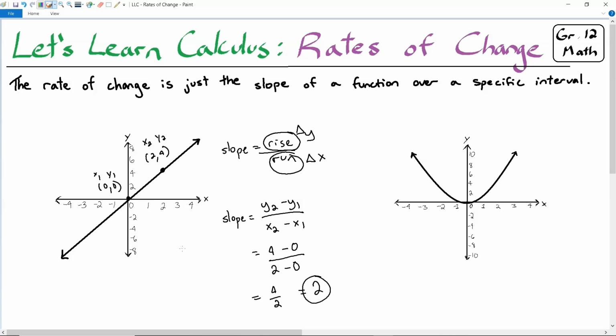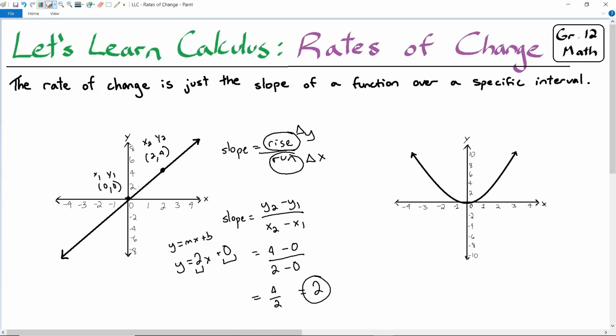And that makes sense because the equation for this line is y equals 2x. So if I look at the general form of y equals mx plus b, I can see that m refers to my slope of 2 and b refers to my y-intercept of 0. Okay, that's all fine and good.